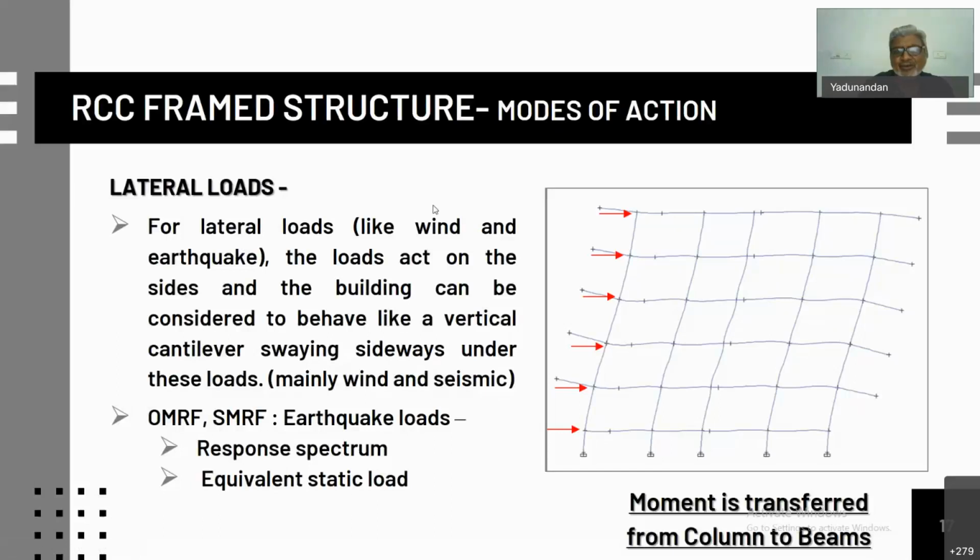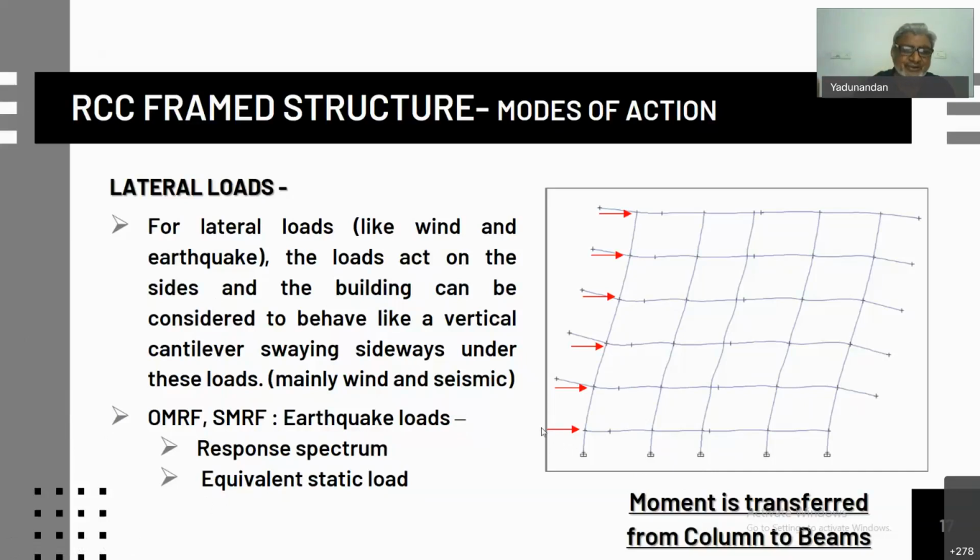For the lateral load case, the load acts sidewise, and the building acts like a vertical cantilever, swaying sideways under these loads. So here, the loads are acting on the column, and bending occurs, and the moment occurs in the column, and the moment is transferred from the columns to the beams in this case. So these are two fundamental modes of action that we normally consider in understanding the behavior of the frame structure.